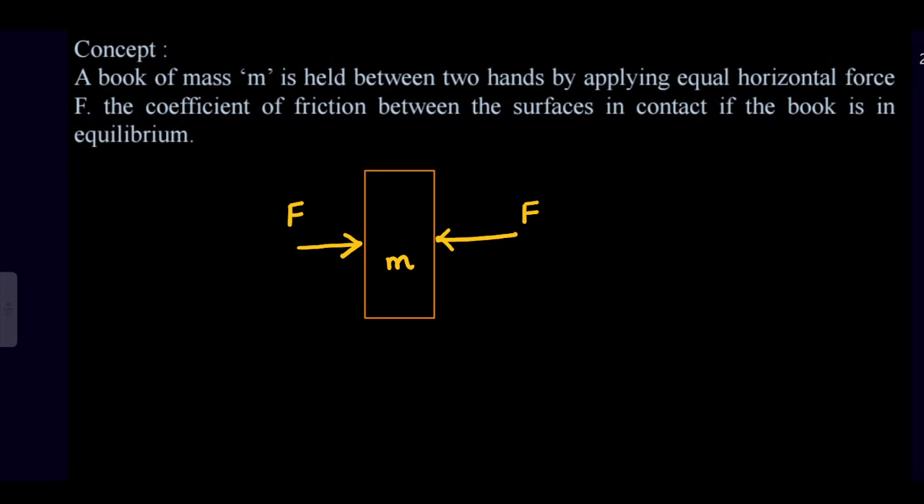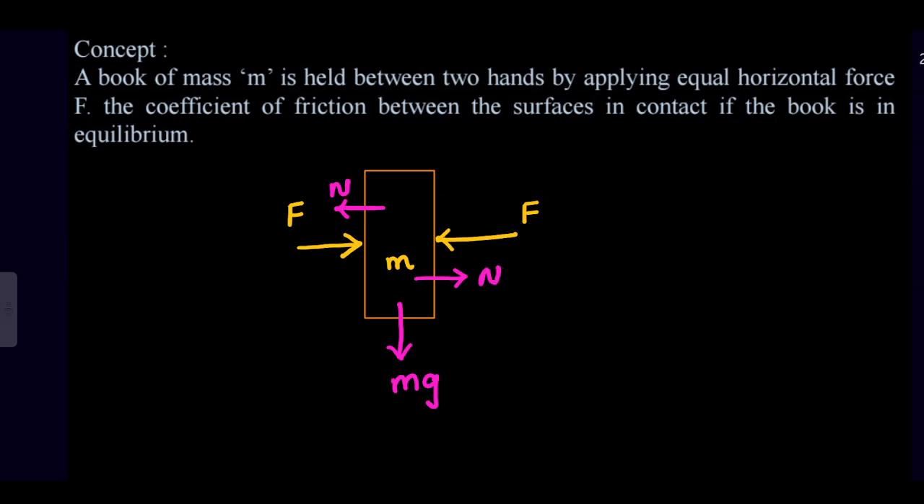So you can see now, what are the forces acting on this? First, the weight of this book, which is in the downward direction, will try to make it fall. Now we have a normal reaction. Wherever there is contact between two bodies, the hands and the book, there we have a normal reaction. And here also a normal reaction.